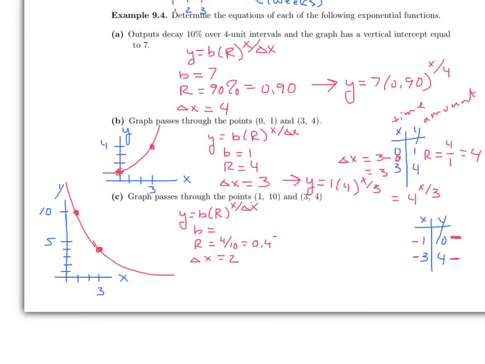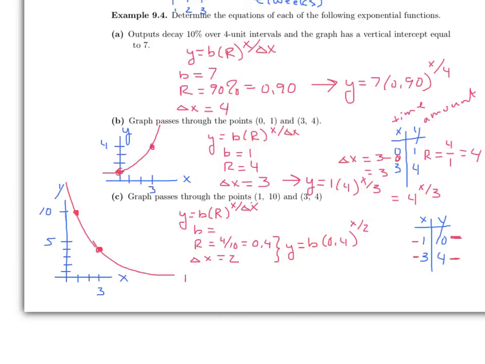Well, what we know currently from the information we have figured out, we know that y must equal b times 0.4 raised to the x over 2. We know that much. The other thing we know is we have some input-output pairs. We know that when x is 1, y has to be 10, for example. We know when x is 3, y has to be 4, for example. So in this equation, if I replaced x with 1, I would be obligated to replace y with 10. Doing that would enable me to figure out what the b value equals.